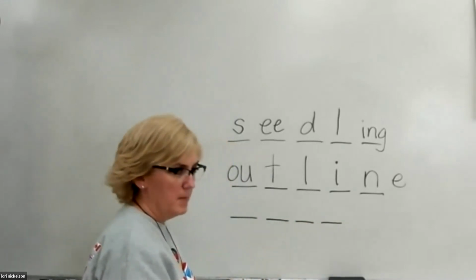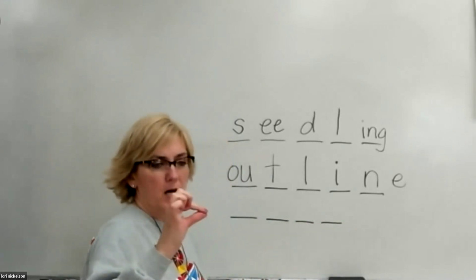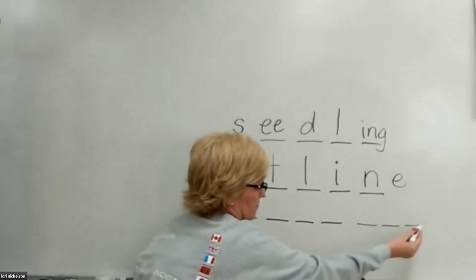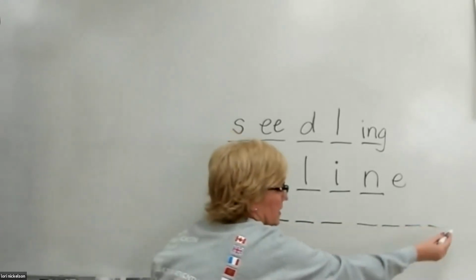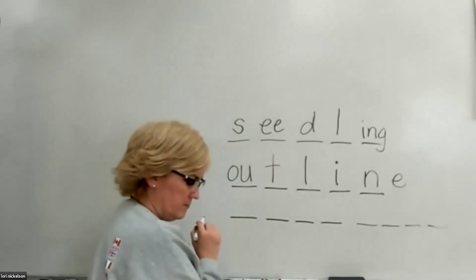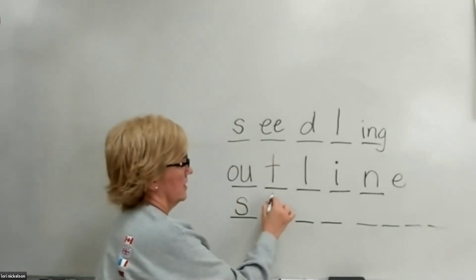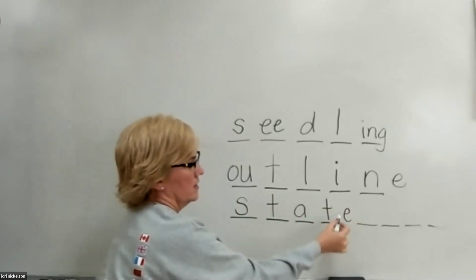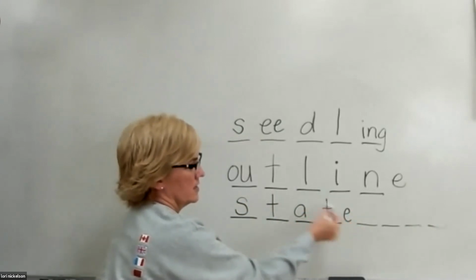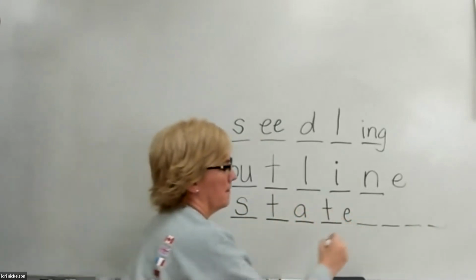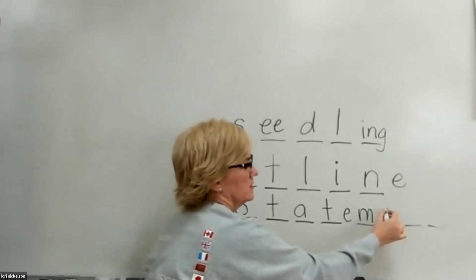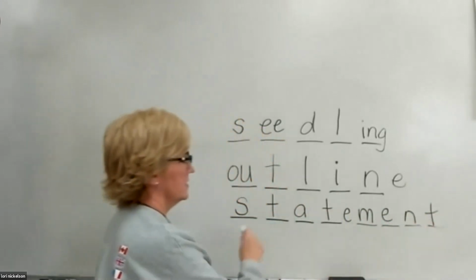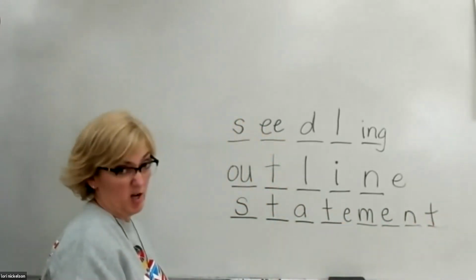Okay. And mint. In, T. 3. Okay, actually, it's 4. In, T. Right. So let's do statement. T, A, T. Now we've got the E right there because that A says its name. That's why there's an E there. Mint. M, E, N, T. Statement. Statement. That one was a little bit harder, wasn't it?